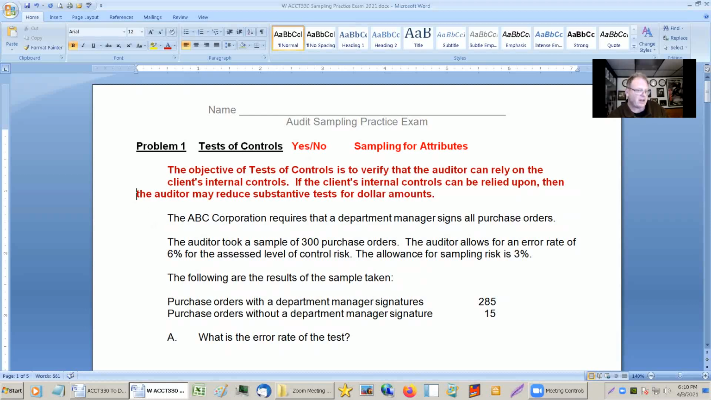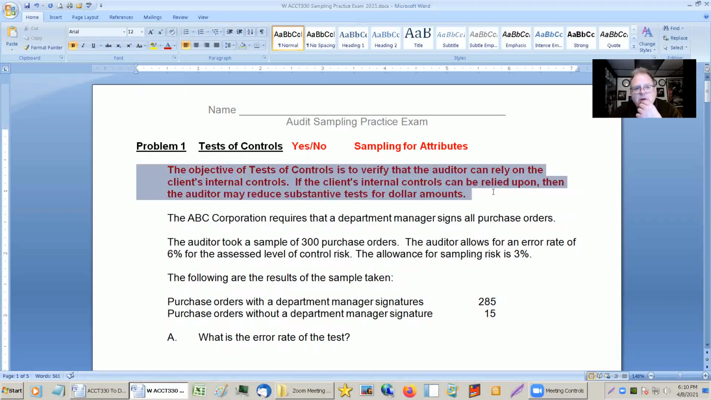Basically, if you're auditing a non-publicly traded company or doing it according to the AICPA rules, you'd only do it if you think it would be more efficient. You know, if it'd be more efficient to be able to rely on the internal controls. You're required to get an understanding. Let me write this.